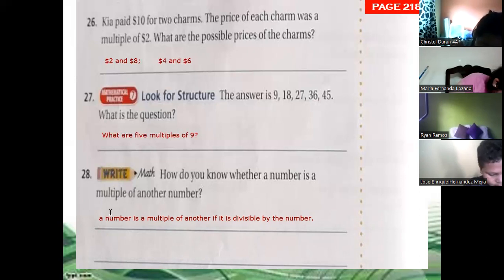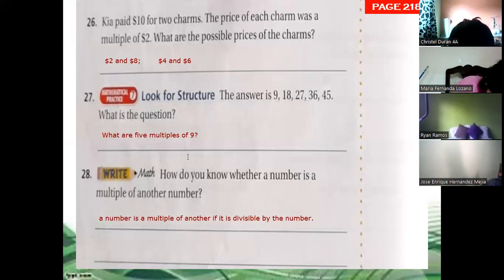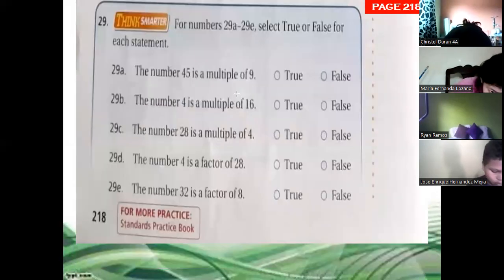The second one: the number 4 is a multiple of 16. No, it's the other way. You have to multiply 16: 16 times 1, 16 times 2, 16 times 3. You never get 4, so it's false, exactly. So the first one is true, the second one is false.